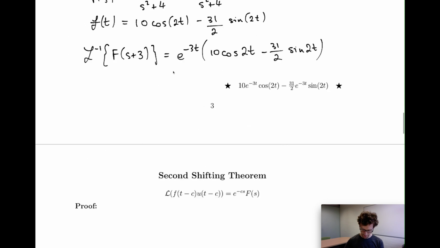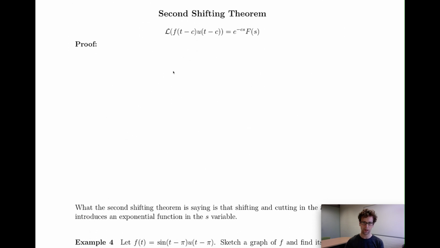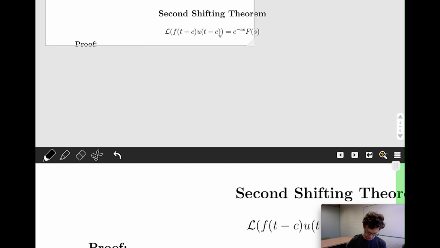Let's take a look at the second shifting theorem. This tells us what happens when I've got an exponential multiplying in s world. What happens in t world is a little bit different now. Here we're going to get a shift again, just like we did in the first shifting theorem, but it's multiplied this time by a Heaviside function. So this is going to give me a shift plus a cut.